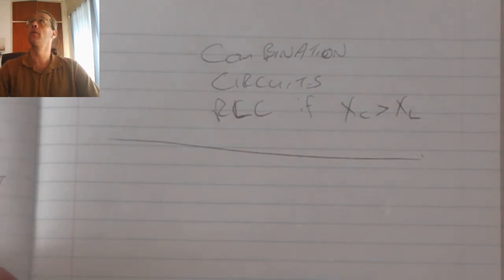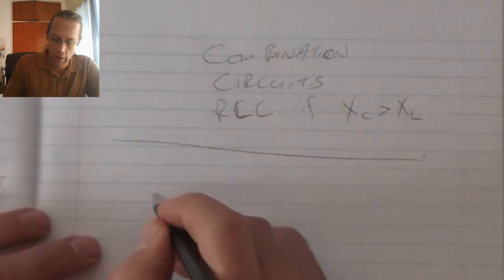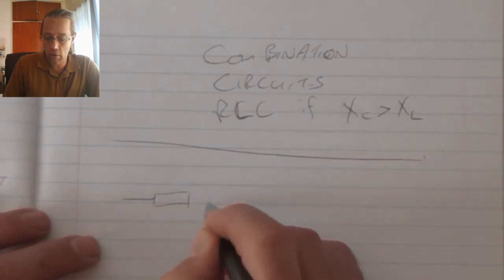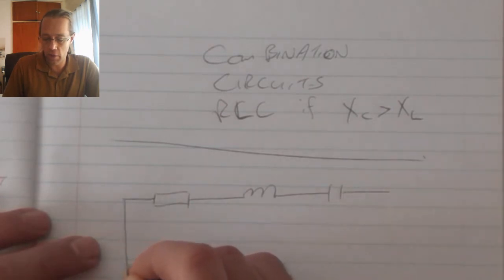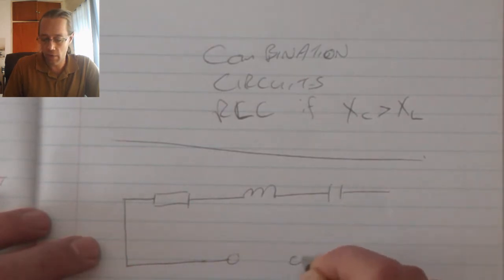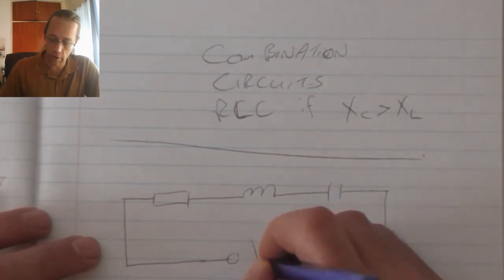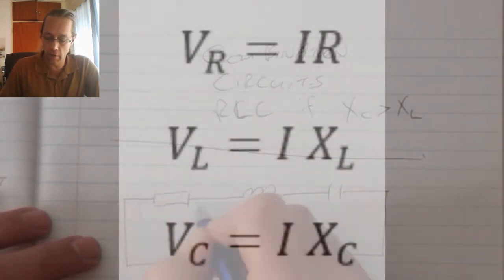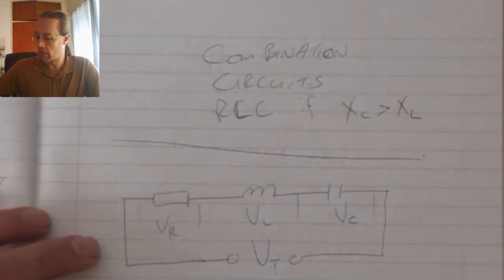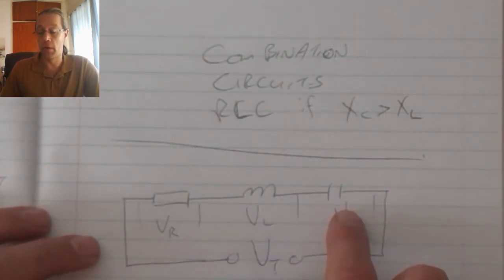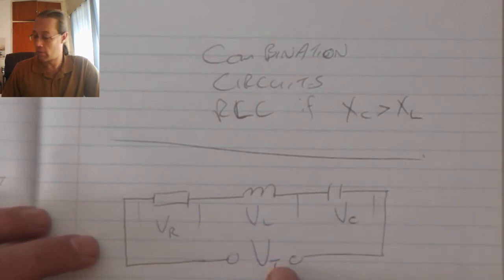Combination circuits, RLC, if the capacitive reactance is greater than the inductive reactance. Again, as we are combining all the components in a single circuit in series, again we've got a total voltage that will separate and divide into a resistor voltage, an inductor voltage and a capacitor voltage. These three voltages will add up in accordance with their phase angles to total the supply voltage.